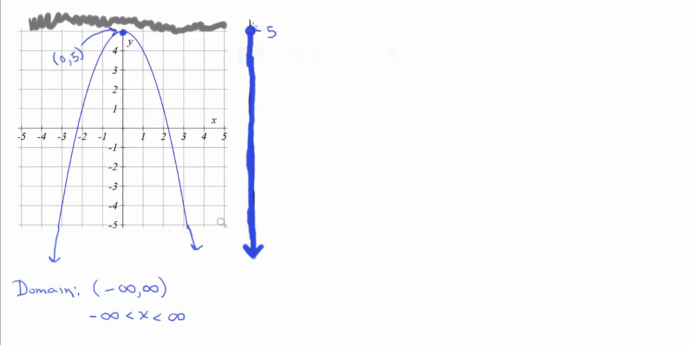So what we have here for our range is the interval going down forever, so from -infinity up to 5 and including the 5, and in inequality notation, that's -infinity is less than y, which is less than or equal to 5. So there are some examples to show you how to read domain and range off the graph of a function, and I hope that was helpful.